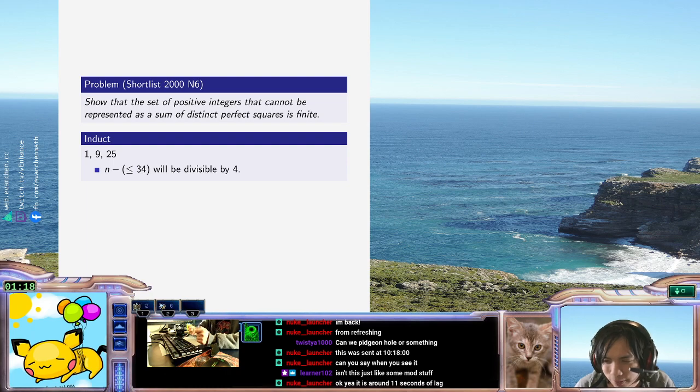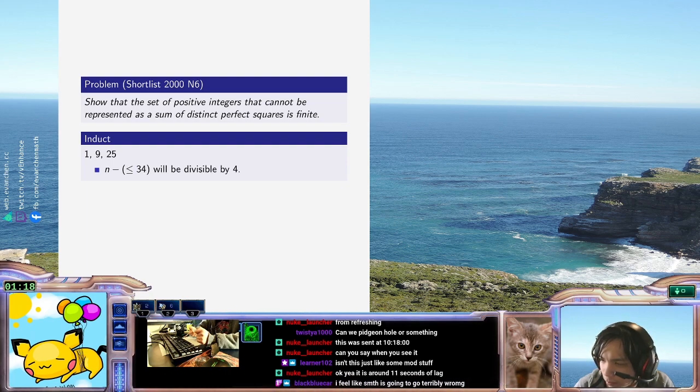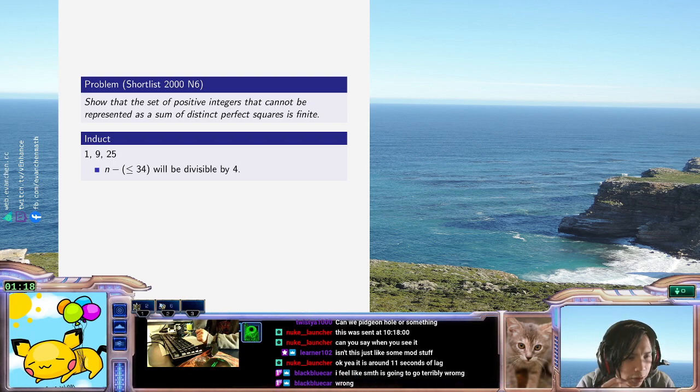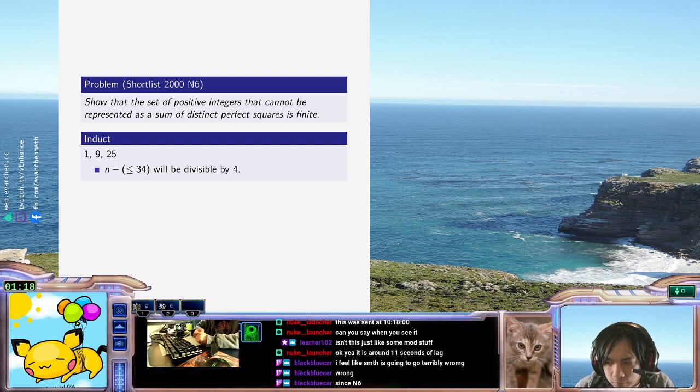Maybe. So the problem is I don't know what the threshold should be. Right now, as written, this can't work, because there's no threshold. If I set a threshold m, then each time I do the induction, the threshold gets higher. But I think the idea should be along these lines. So let's see what I can do.